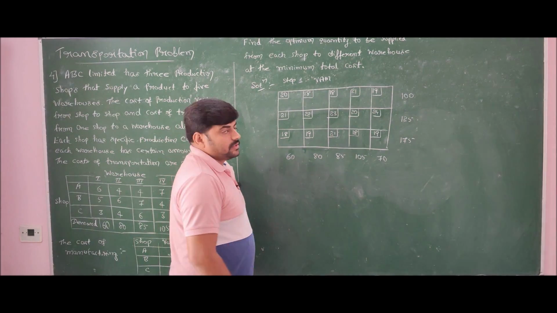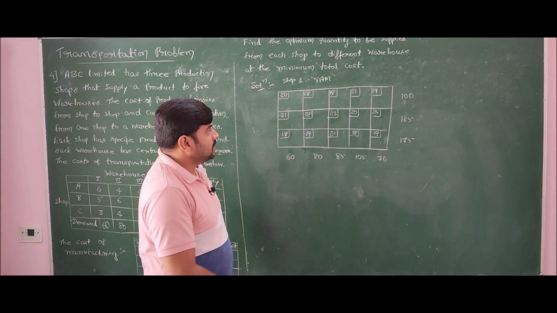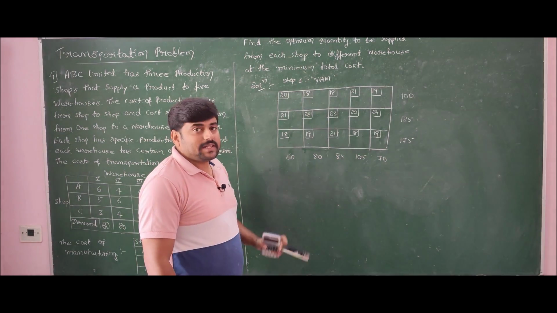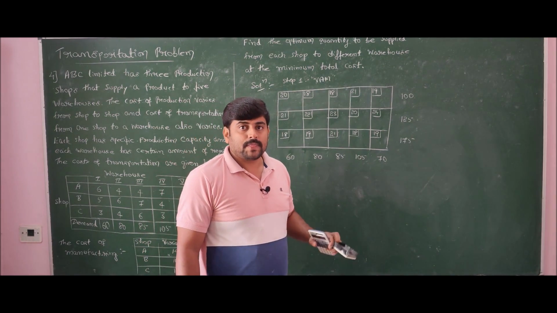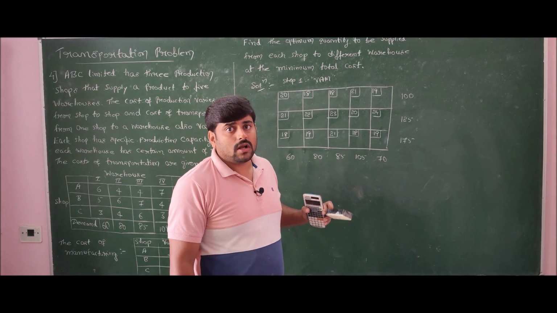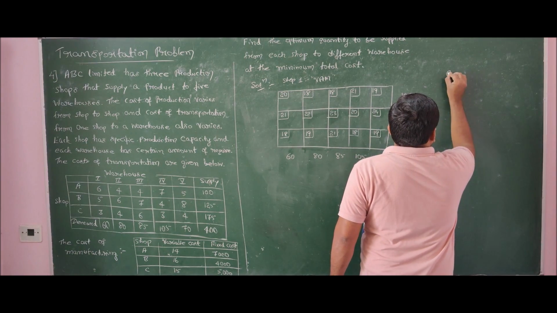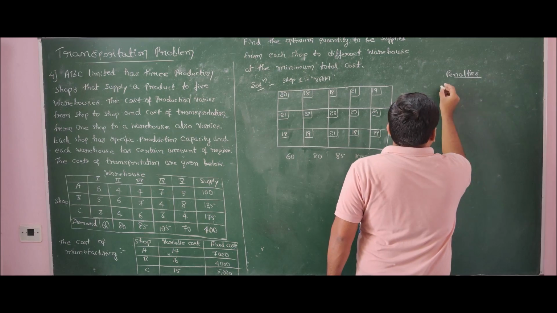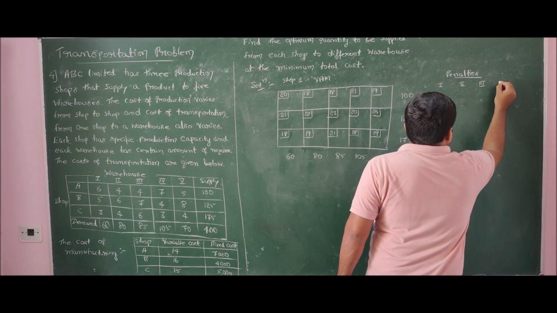Now moving ahead to solve for the initial basic feasible solution by Vogel's approximation method. First, let me calculate the penalty. Penalty for a minimization problem, a minimum transportation problem, is defined as the difference between the least cost and next least cost in the corresponding row or column, right? So therefore, let me calculate penalties in each step.